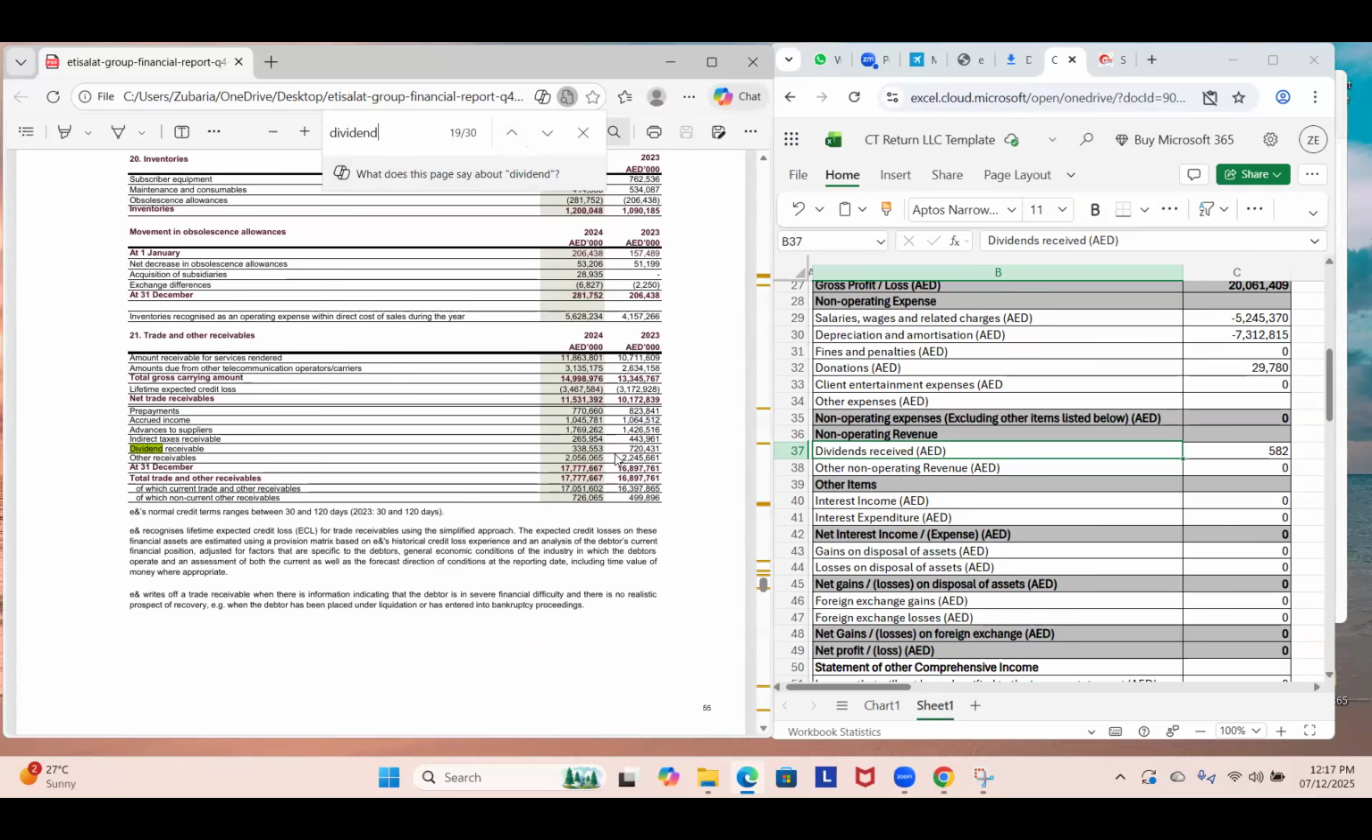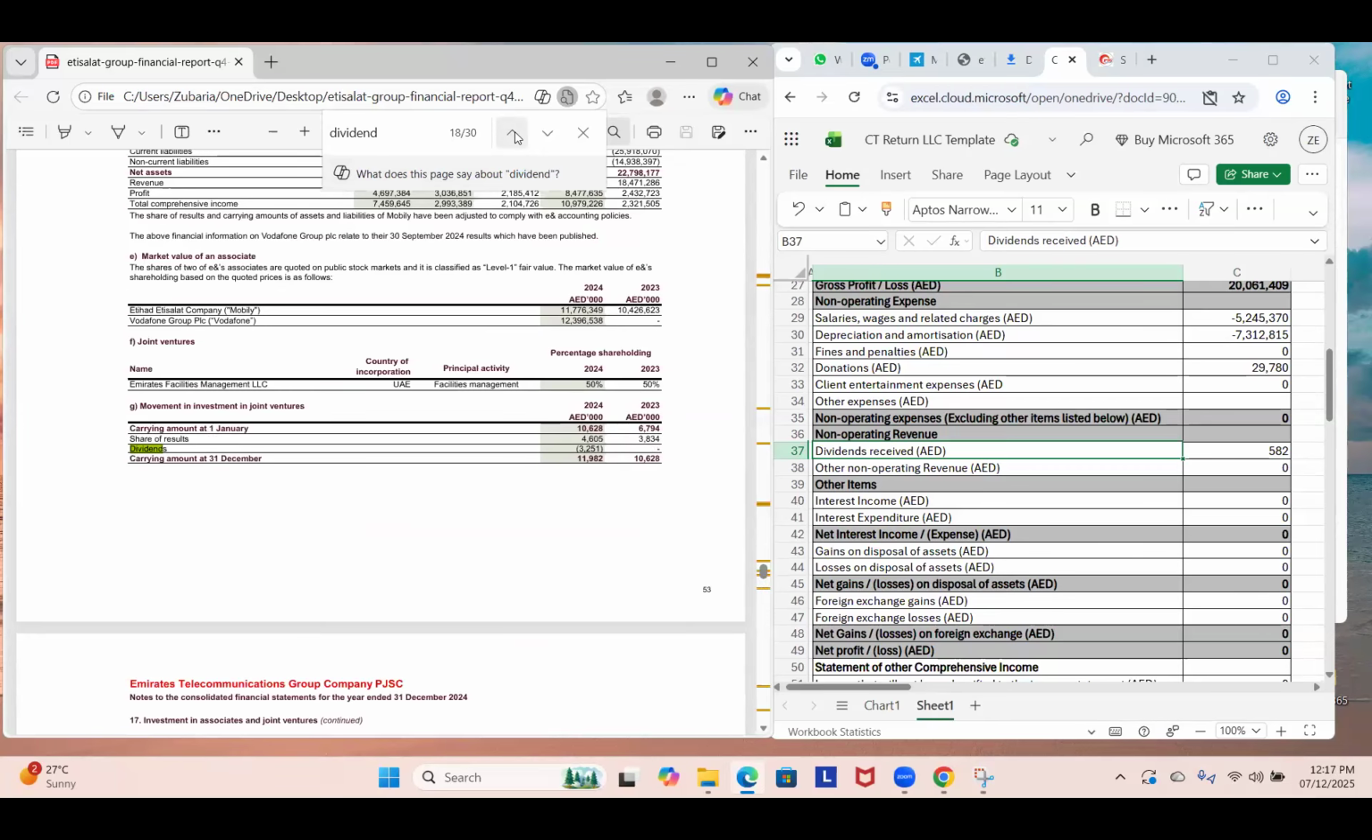So here this is receivable. This is not received. This is a balance sheet part, so it's not an income. This is receivable for the next year. And then movement in investment, that's only a movement.